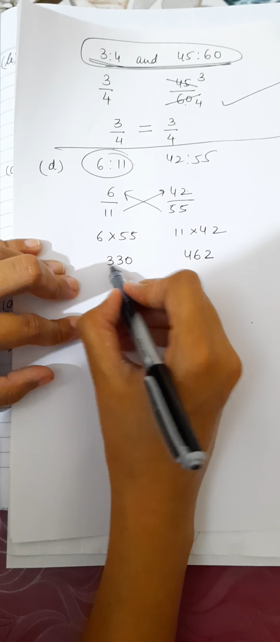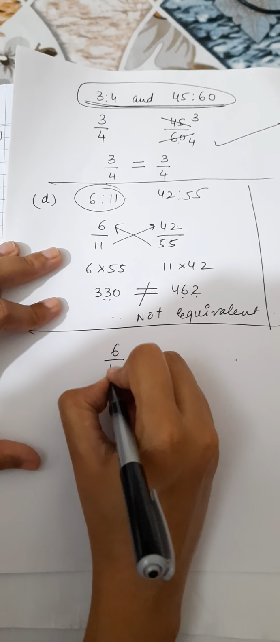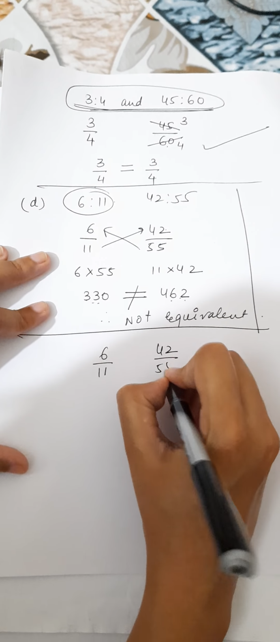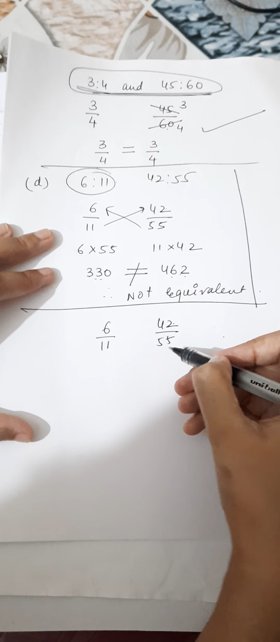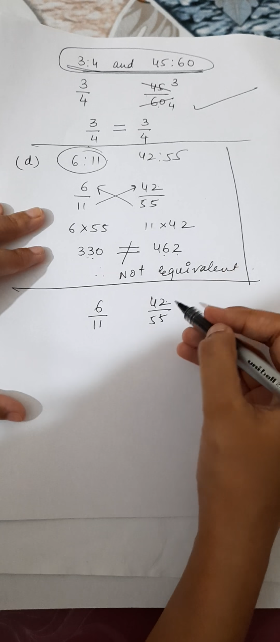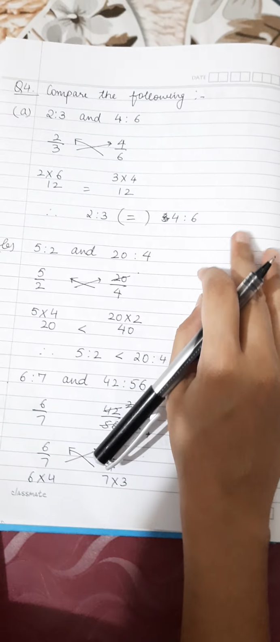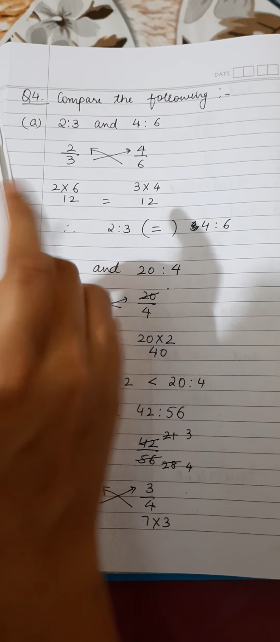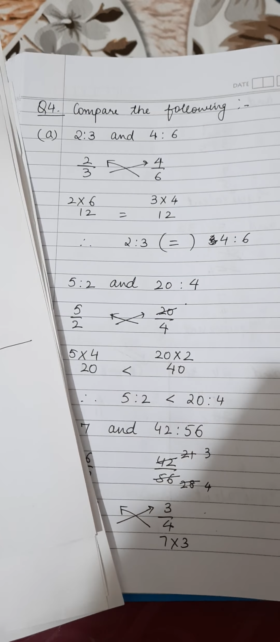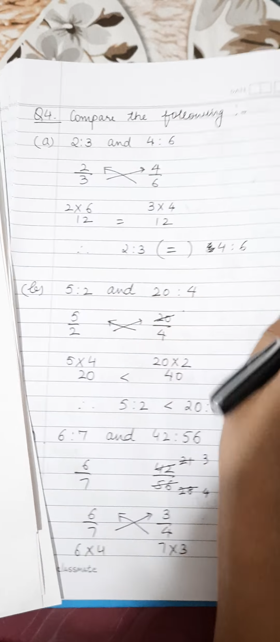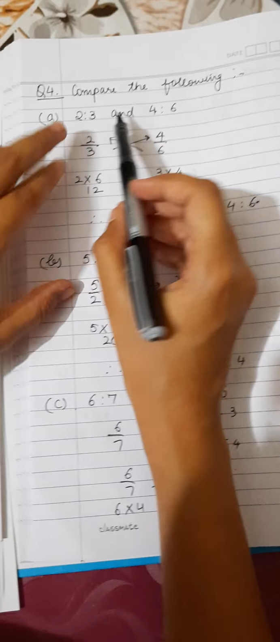Okay, and if you don't want to use the cross multiplication method, the simple method is 6 upon 11, 42 upon 55. I know that 42 and 55 are not coming on any common number, so these two fractions are not equal, and if not equal, that means not equivalent. Okay, so this was your question number 3. Now you have to compare. In question number 4, you have to compare, and in comparison, how are you going to do it? Cross multiply. Simple it is.